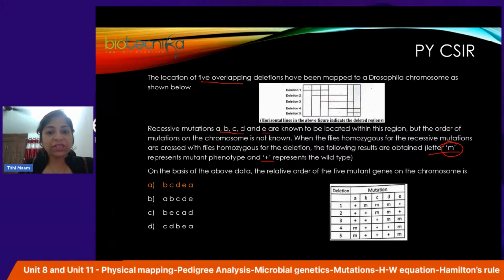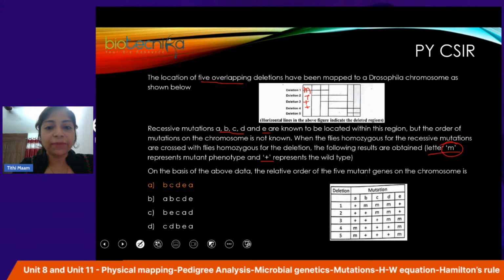In the first deletion, it has been deleted. If it is deleted, that means it should have the mutant phenotype. Whereas for the other deletions, 2, 3, 4, 5, it is not deleted. That means for those, it should have the wild type phenotype. Do you all agree? Quickly, response, because this is the most important part. If you understand this, then you can solve this question, as I said, in less than a minute.